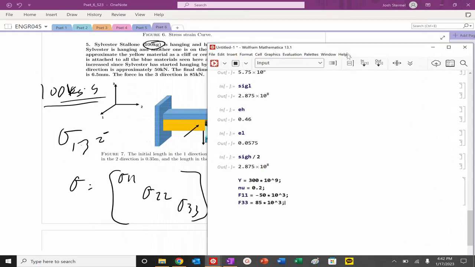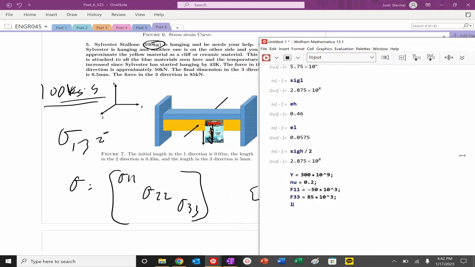I'm going to say that my L01 is equal to 0.01. I'm going to say L02 is equal to 0.35. I'm going to say that my L03 is equal to 5 times 10 to the minus 3 meters, good to go. Excellent. Sorry, let me write that down. My final direction in the 3, L3, is equal to 6.5 times 10 to the minus 3.